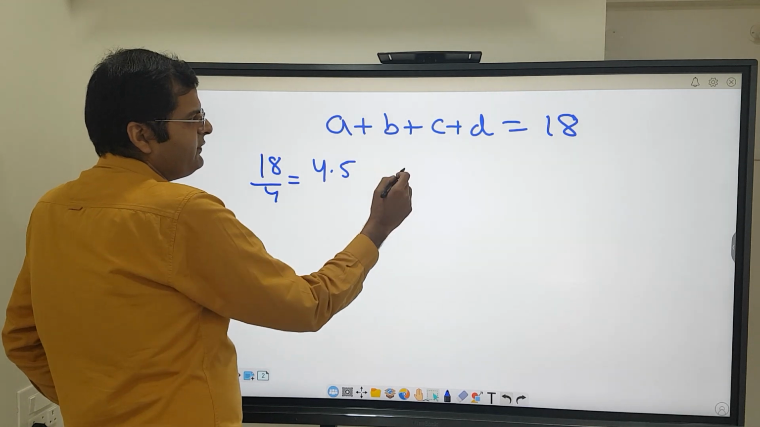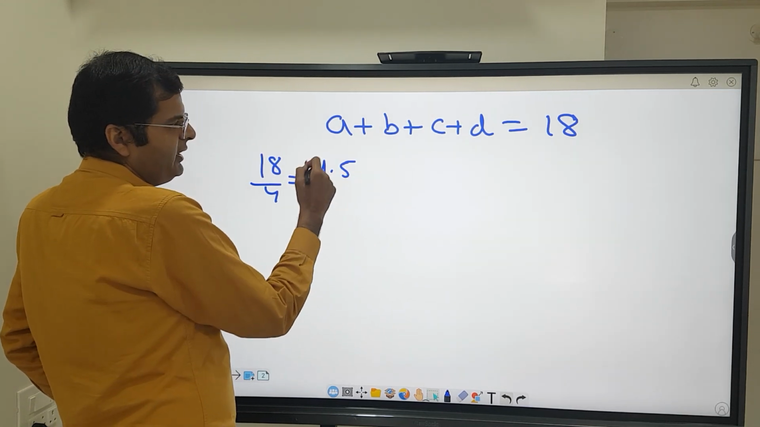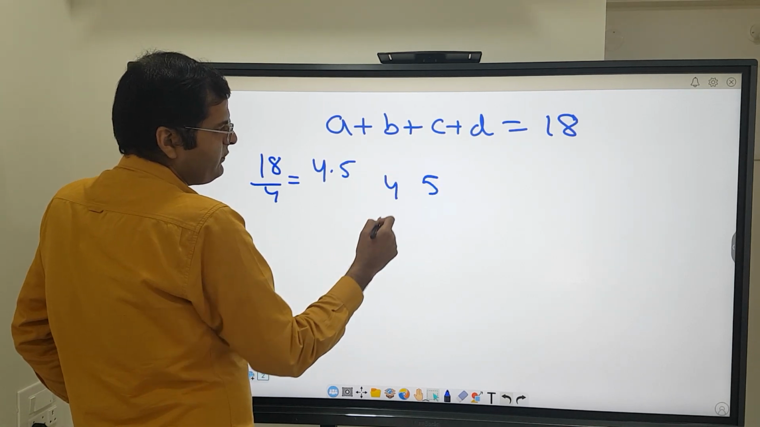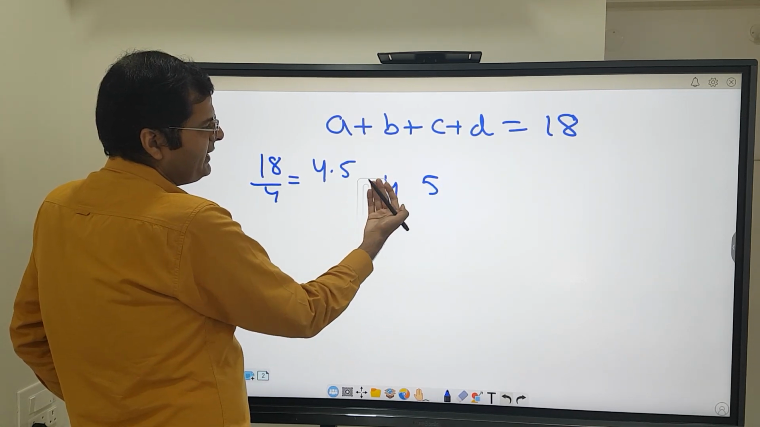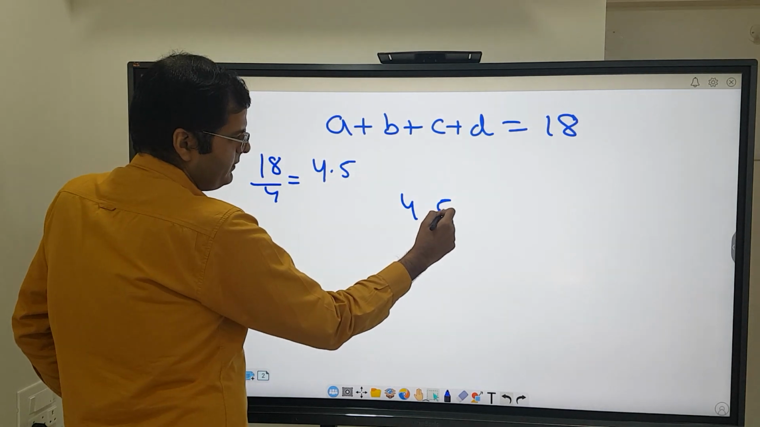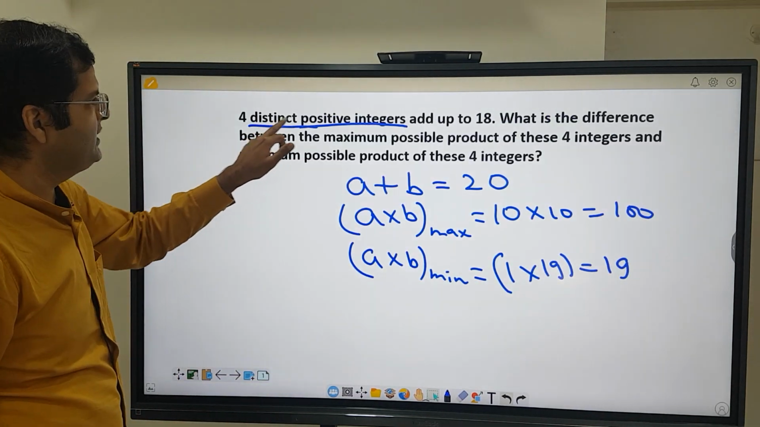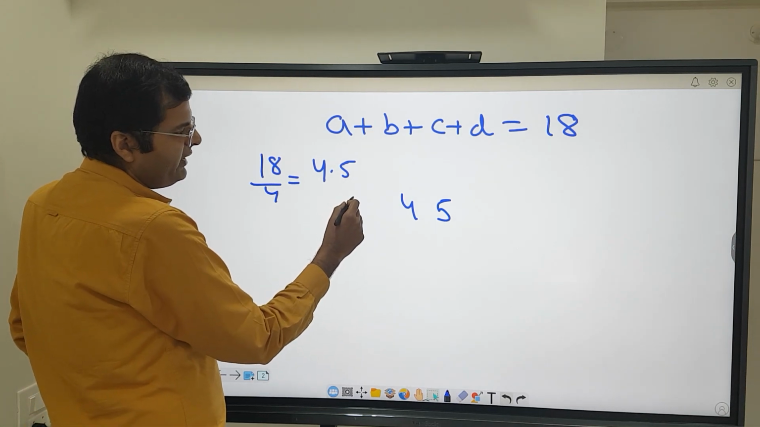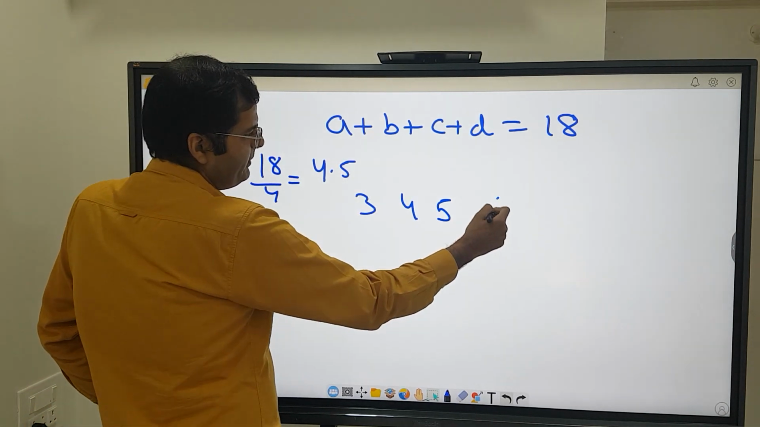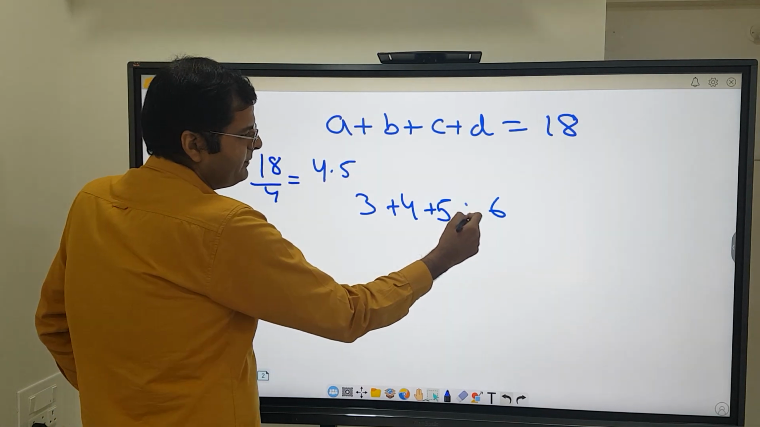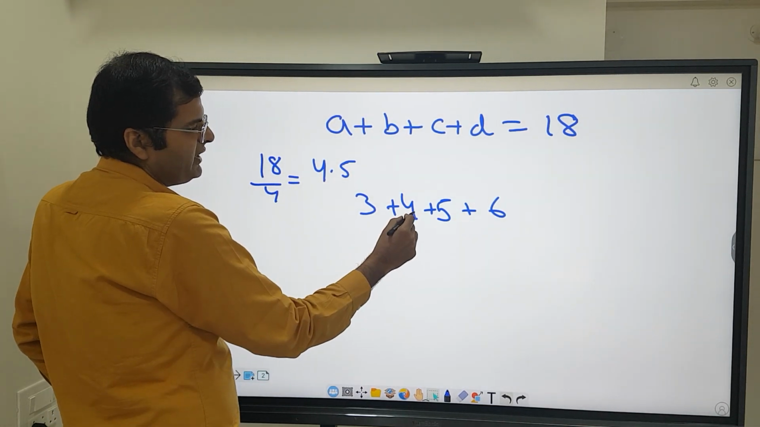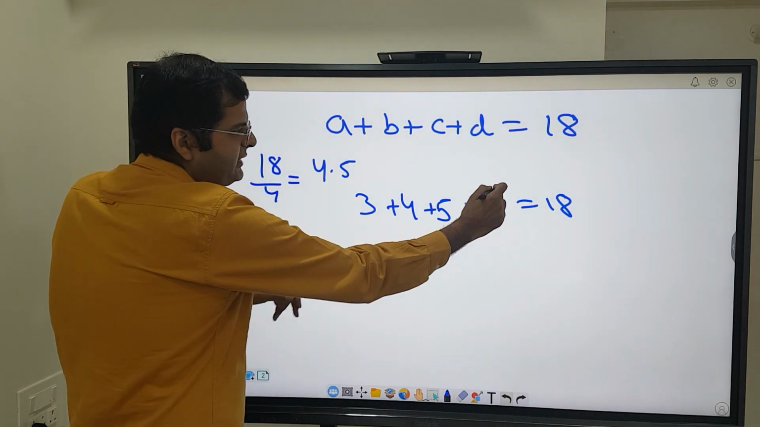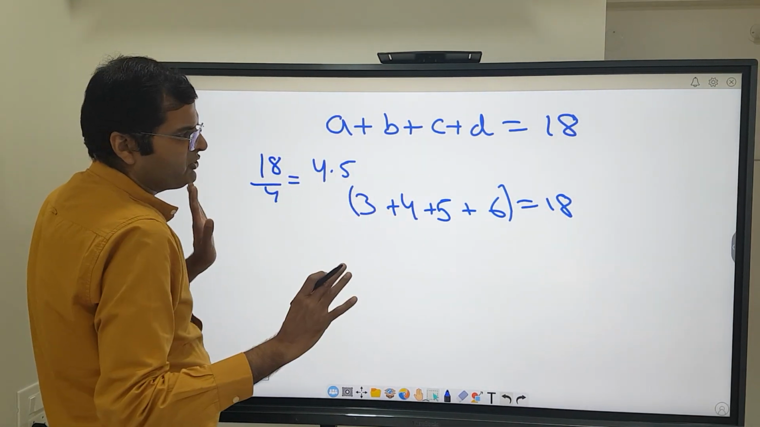So 4.5 becomes the average value. Then b I can take as 4 and c as 5. These are distinct numbers also, a, b, c, d are distinct. So it is 4, 5, and then a will become 3 and d will become 6. If you add all of them, that will become 18: 3 plus 4 is 7, plus 5 is 12, and 12 and 6 is 18. This is the case when all of them are as close as possible.